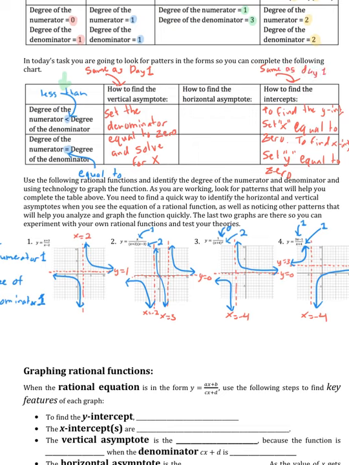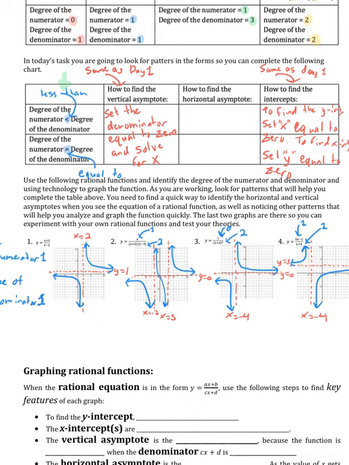So if we did this yesterday and it made sense how to find the vertical asymptote and how to find the intercepts, we're doing that exact same thing today. Hopefully that's not too difficult for us since it's the same idea. The thing that's going to be different today is finding the horizontal asymptote.